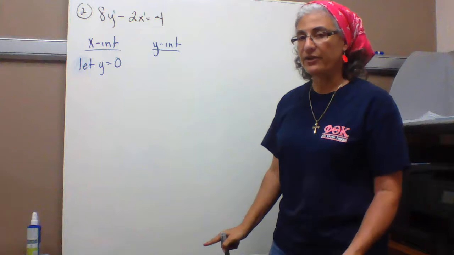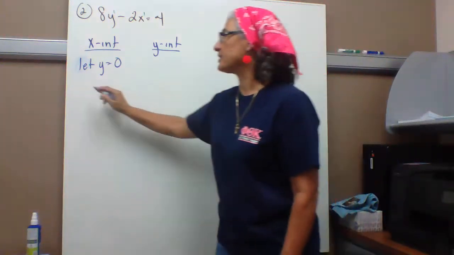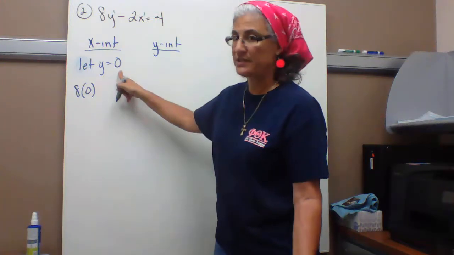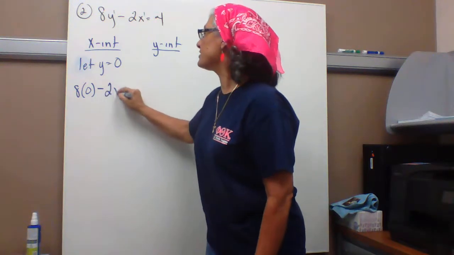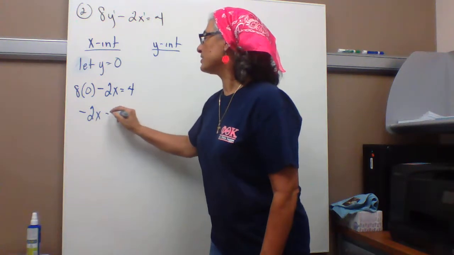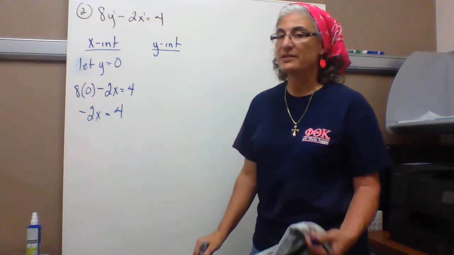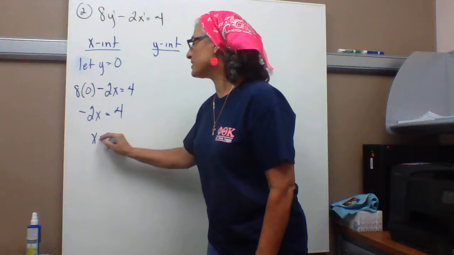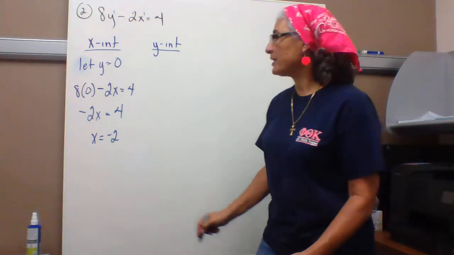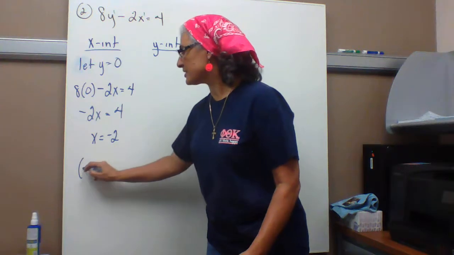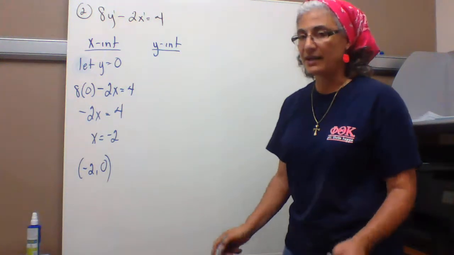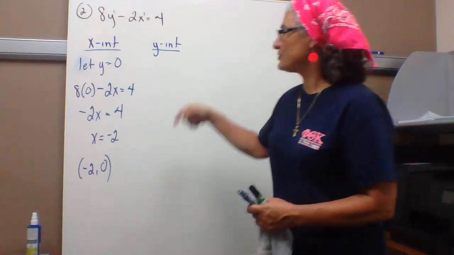When y equals 0, let's see what the equation looks like. Obviously, we're going to take 8 times y, which is 0, minus that 2x equaling 4. The result so far looks like negative 2x equals 4. Divide both sides by negative 2. I get negative 2. So, the point I have is x first, which is negative 2, y second, which is 0. Got it. Let's do the second one.